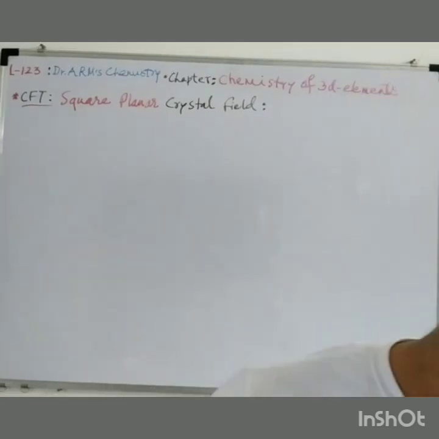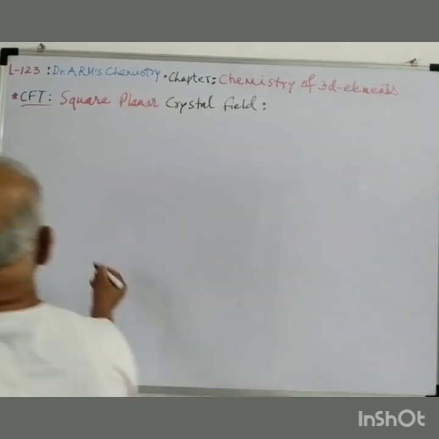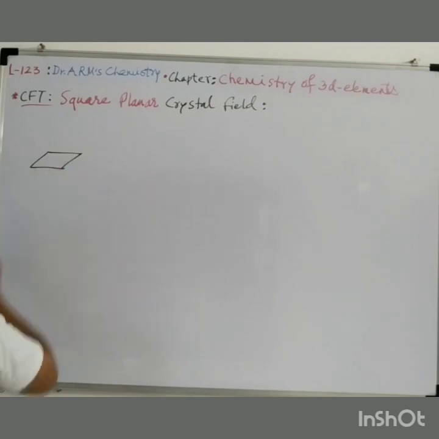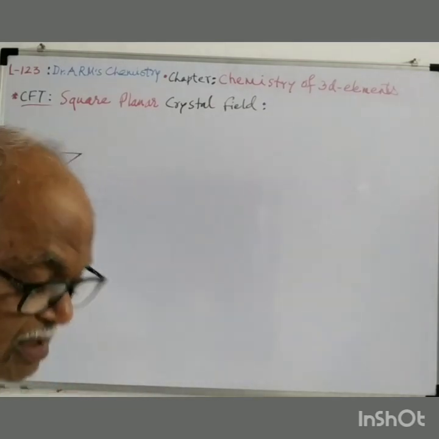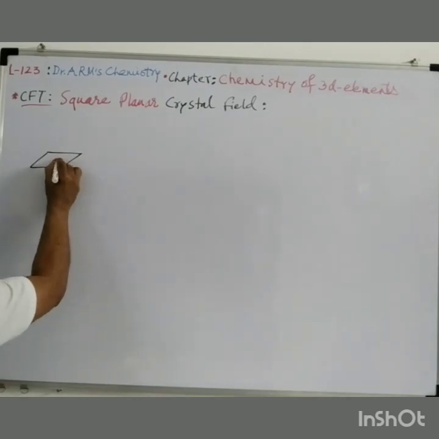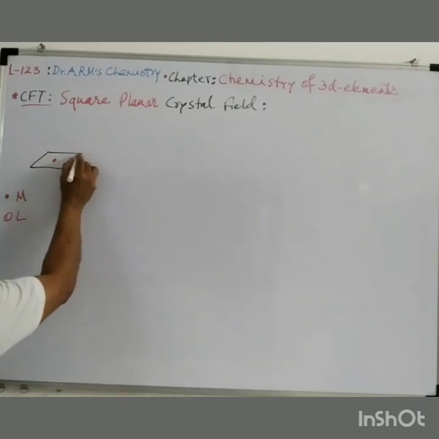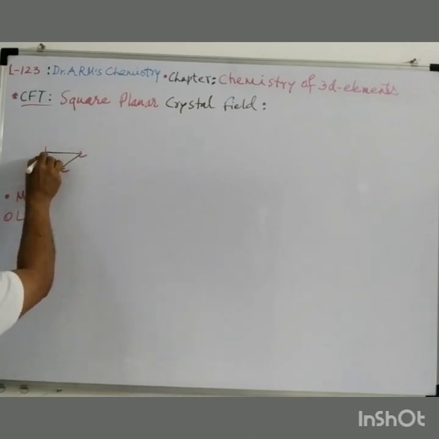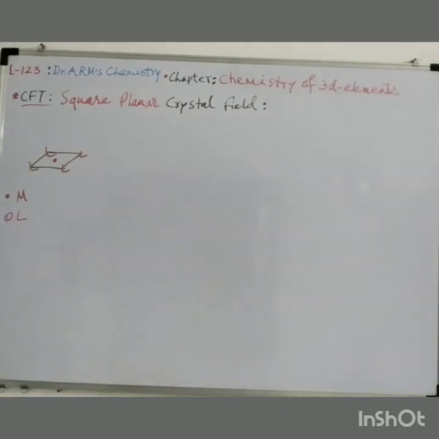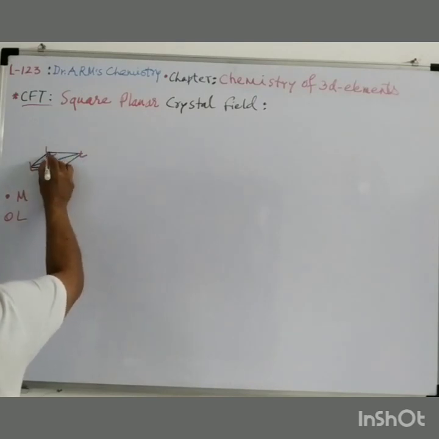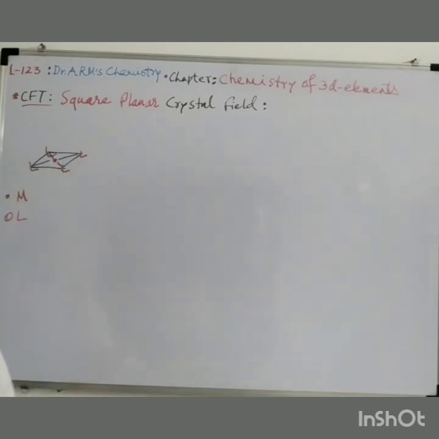A square planar structure is like this. So we can show this as a square planar structure. In this structure, the metal ion is at the center, and this is about the ligands. The ligands are occupying these four corner positions. So we can show these bonds between the metal ion and the ligands in this field.